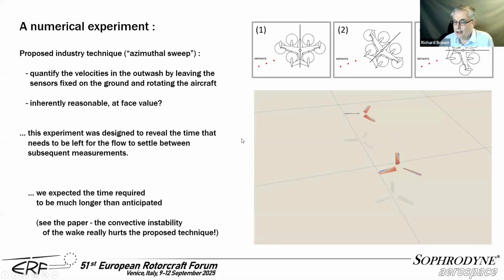And this was a really, really curious simulation that we ended up doing. Now, the idea here was to try to actually make a constructive input into a proposed industry technique for measuring the outwash below an eVTOL aircraft. Now, of course, the problem with eVTOL aircraft is that they don't have infinite battery life, or infinite power supply, should we say. Their battery life is quite limited.